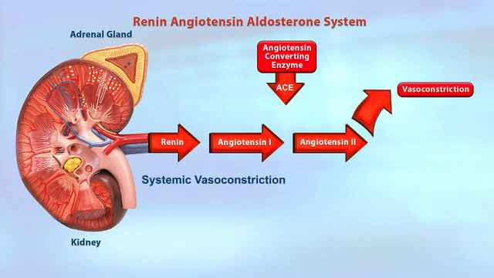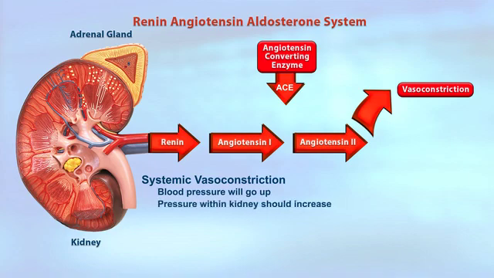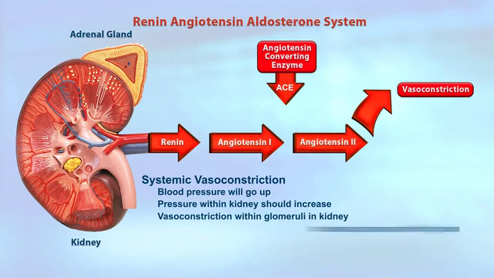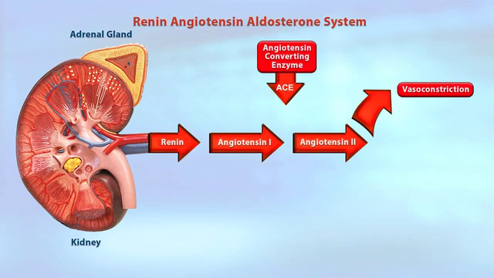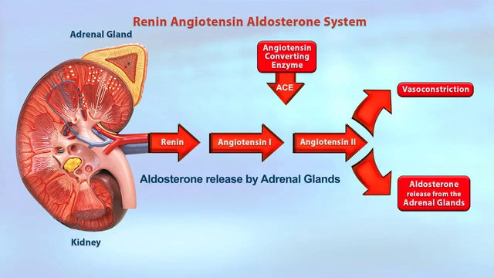Number one, you have vasoconstriction, systemic vasoconstriction. So if you have systemic vasoconstriction, your blood pressure is going to go up, and hopefully that means that those pressures are going to increase within the kidney. It also means when you have vasoconstriction that you have vasoconstriction within the glomeruli in your kidneys. And with that, you're also going to increase that pressure within your glomeruli, and your kidneys should work a little bit better. The other thing that happens is you have aldosterone release from the adrenal glands.